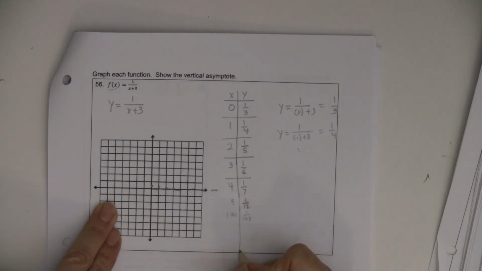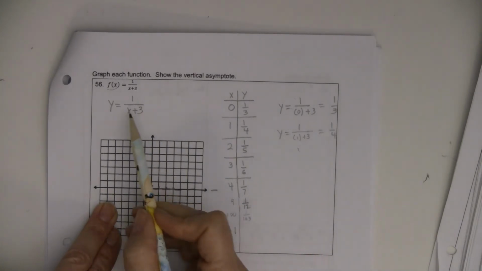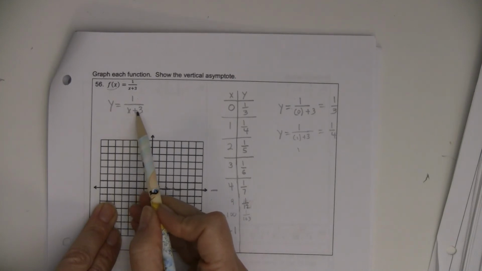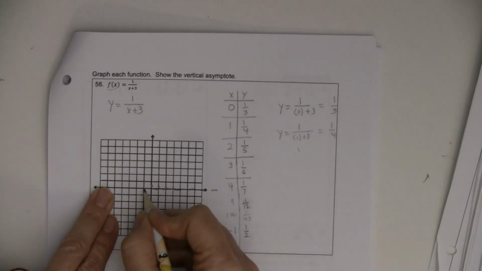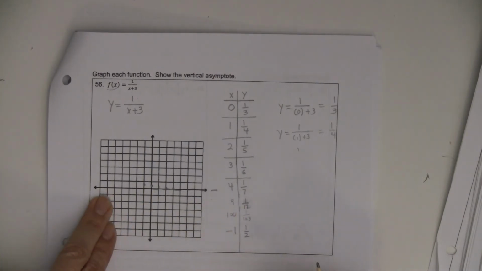Okay. Now I might be curious, well, what happens at -1? So let's see what happens at -1. If I put that into my equation, 1 over -1 plus 3. Now -1 plus 3 is 2, so that's half. So I'm going to plot that. So 1/2. Now half is a little higher than 1/3 was, right there at half.